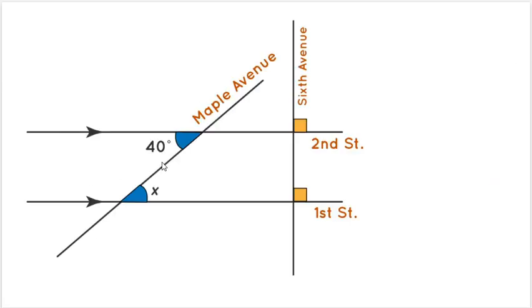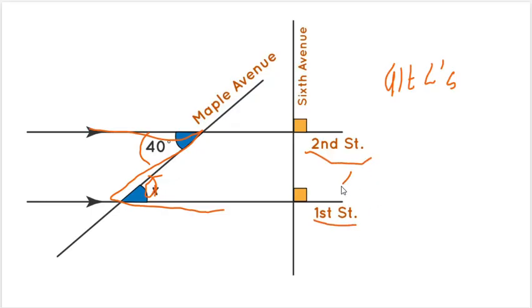There's an example. We're looking for X. Since we have two lines that are parallel to each other, we can make a Z shape. Since we can make a Z shape, X will be the same as 40, which will be alternate angles, and then you say which two lines are parallel to each other. For this one, second street is parallel to the first street.